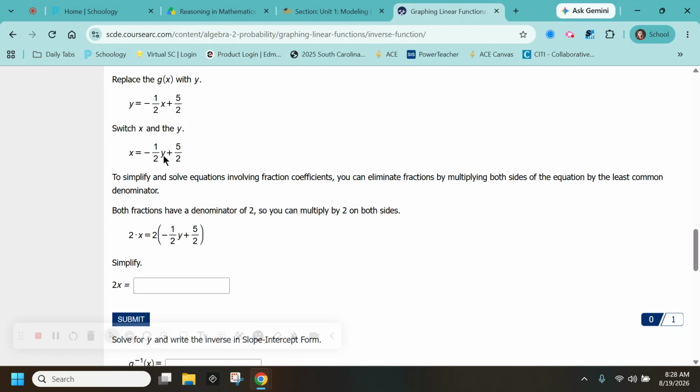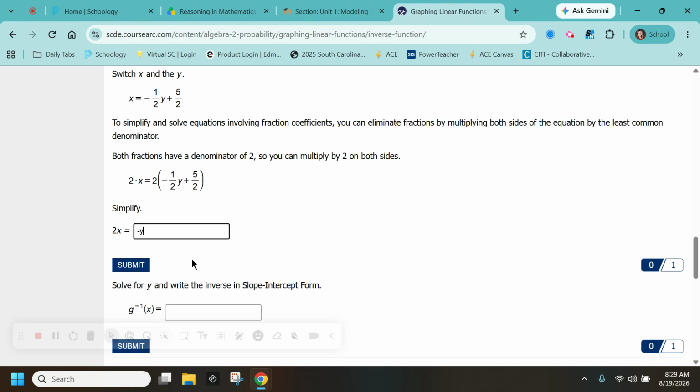So in solving this, since both of our fractions have a 2 as the denominator, we can multiply both sides of our equation by 2. So here they multiplied this by 2, the x by 2, and then this by 2, and we're going to simplify. So 2 times negative 1/2 is just negative 1, but we're going to leave off the 1 and just put y. And then 2 times 5/2, the 2's will cancel out, and this is just plus 5.